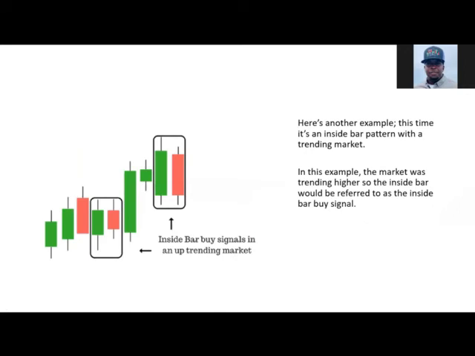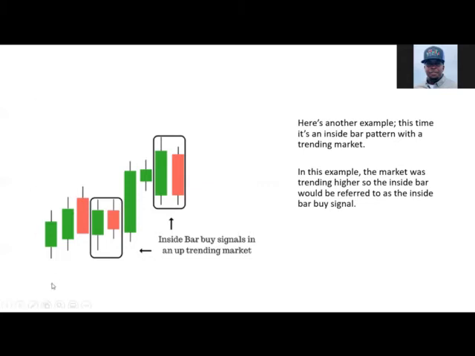Here's another example. Now this time it's an inside bar pattern in a trending market. Again, the inside bar is best played with the breakout. In this example, the market was trending higher, so the inside bar we refer to as the inside bar buy signal. So you're looking for your buy. As we see the market is going up, you see a little bit of consolidation. You draw your support and resistance areas, and you wait for that breakout for your inside bar pattern.